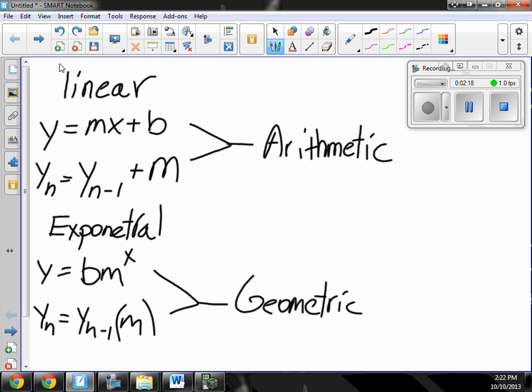Now, I don't really know why we call them arithmetic sequences, but the reason we call them geometric sequences is because a lot of times they have geometric patterns. Let me show you one.